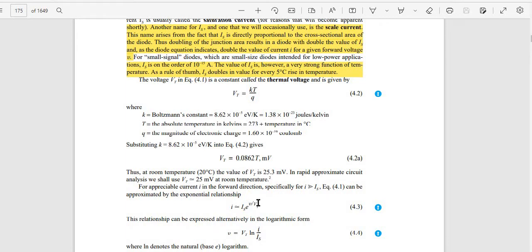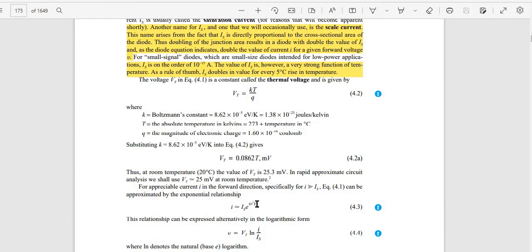Substituting k = 8.62 times 10 to the power minus 5 eV per kelvin into equation 4.2 gives Vt = 0.0862 T millivolts. Thus at room temperature, 20 degrees Celsius, the value of Vt is 25.3 millivolts. In rapid approximate circuit analysis we shall use Vt approximately 25 millivolts at room temperature.